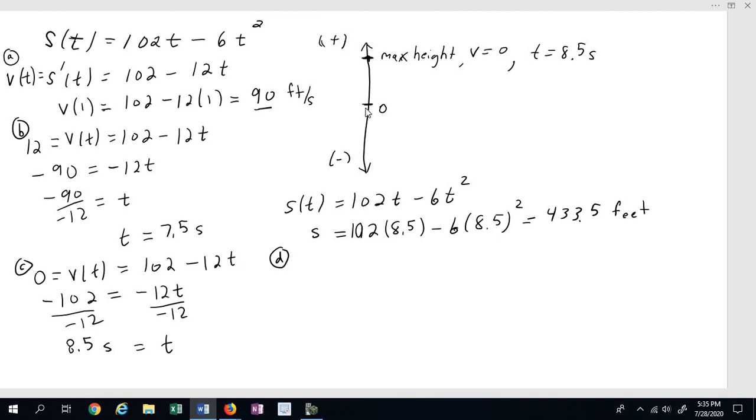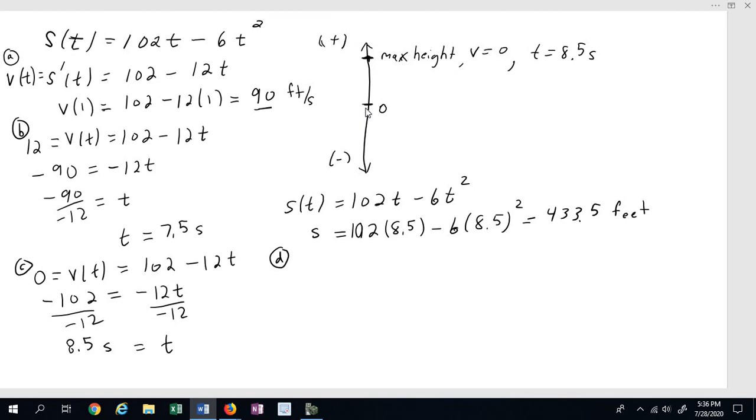But then later on, this object, so initially it goes up. At the 1 second mark, it's traveling at 90 feet per second in the positive direction. And then eventually it stops once it hits this maximum height. And then it's going to come back down, and as it comes back down, the velocity is negative. And we know it's negative because it's traveling in the negative direction on the number line. So your velocity can be both positive and negative.